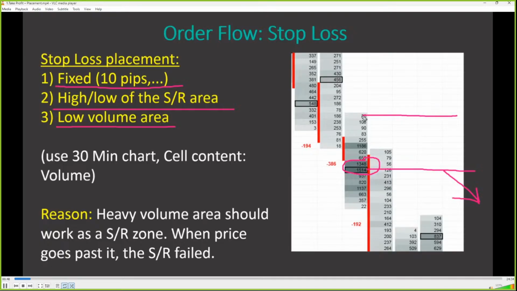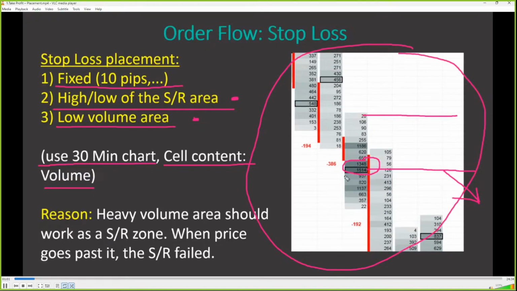All right. Now for this method, for the third and for the second, I use 30-minute chart with volume cell content, so the chart will look like this, those shades of gray. All right, that's the volume cell content.